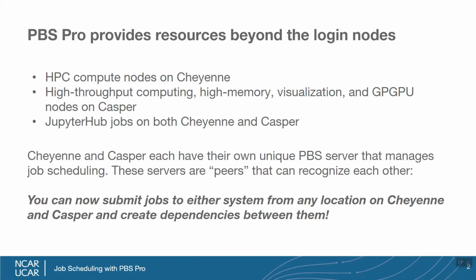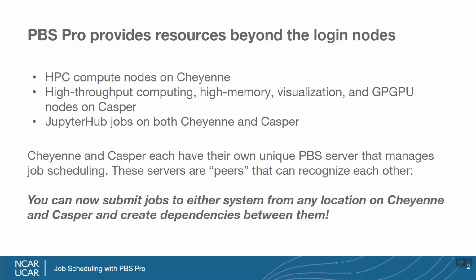So one thing to know about PBS Pro on these systems is that Cheyenne and Casper each have their own unique PBS servers, and each one manages the job scheduling on each system. However, these servers are peers, and what that means is that they can recognize each other.